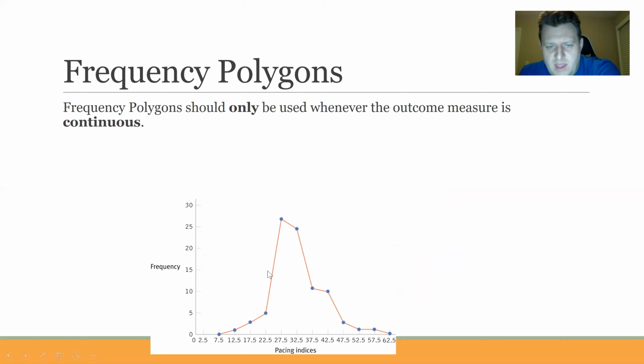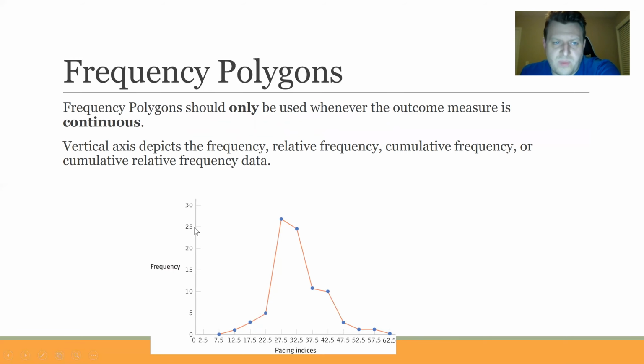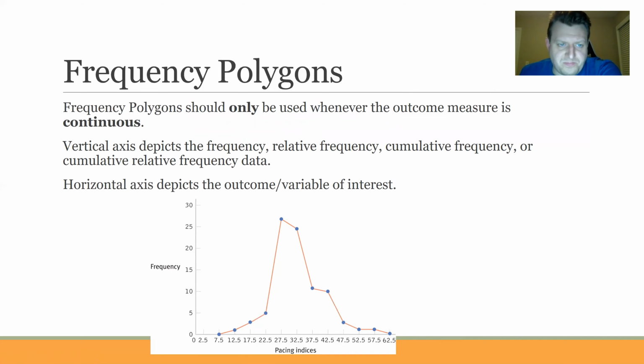And here are the frequencies for our TV pacing index that I showed you a little bit earlier. The vertical axis can, of course, represent any version of frequency that we want. So this could be regular frequency, relative frequency, whatever we're interested in. The horizontal axis depicts the outcome, our variable of interest, our dependent measure.